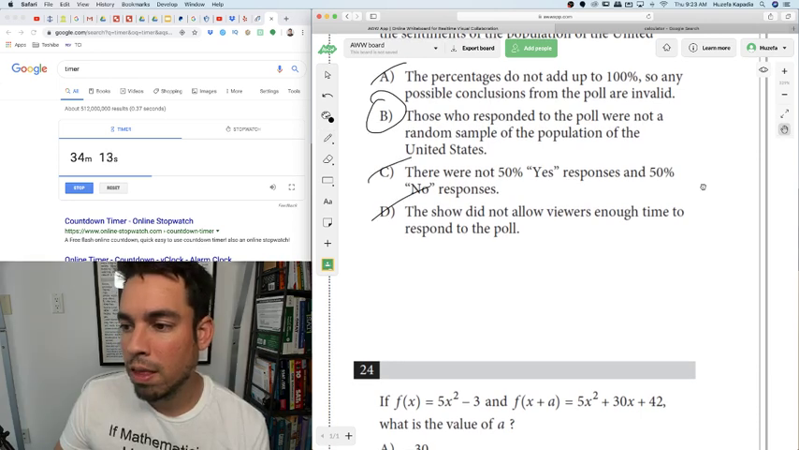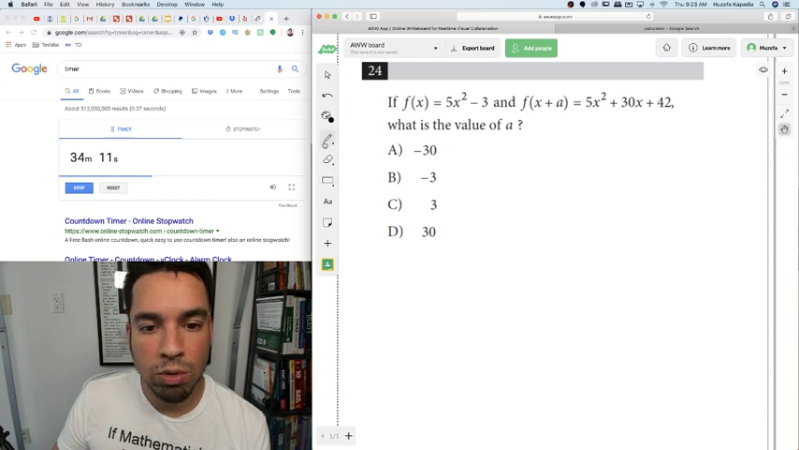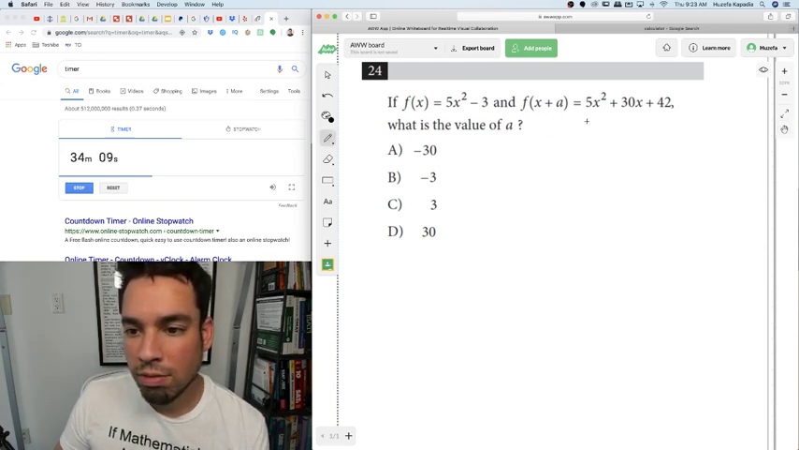I have no idea. Okay, if f of x equals 5x squared minus 3, f of x plus a equals 5x squared. What is the value of a? Got it. Okay, so check this out. Here's how I would do this.